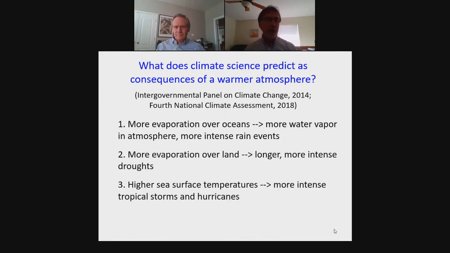Thirdly, with a warmer atmosphere, we're going to warm the temperature of the ocean surface. So with higher sea surface temperatures, climate science predicts that there'll be more intense tropical storms and hurricanes.